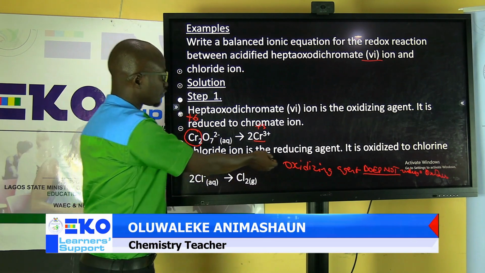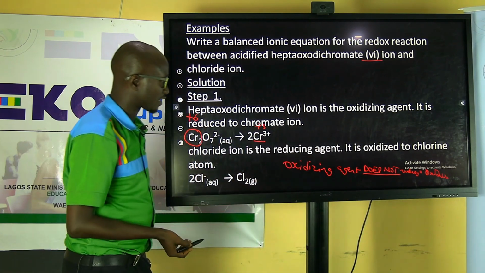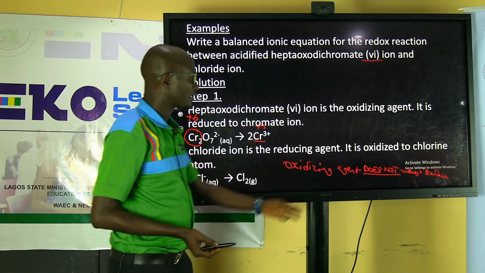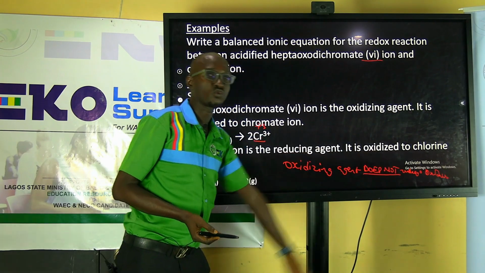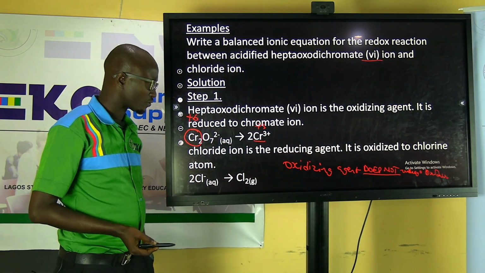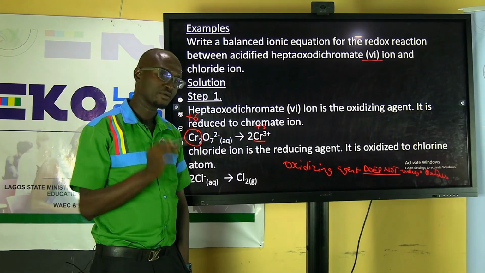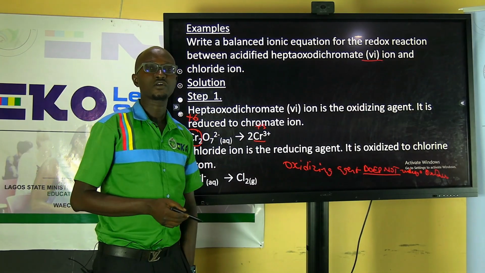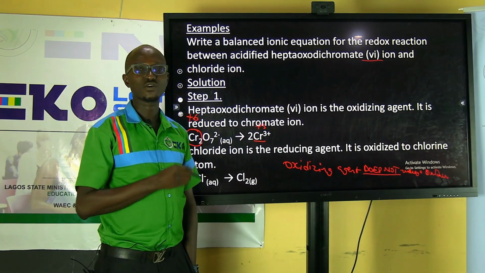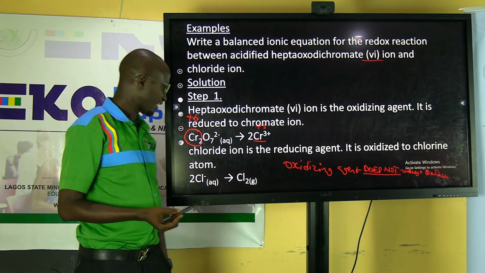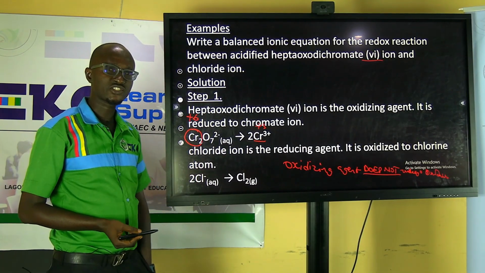So the chloride ion is a reducing agent, of course. You should know that it's a reducing agent. Why? Because it is oxidized to chlorine. How do we know that it is oxidized to chlorine? Remember the definition for oxidation. Oxidation means increase in oxidation number. So students, let's check.